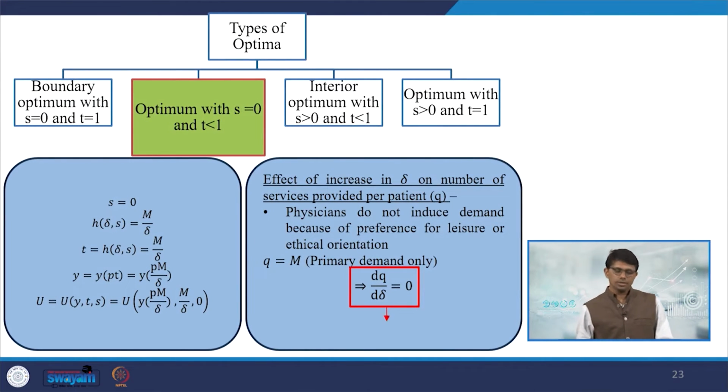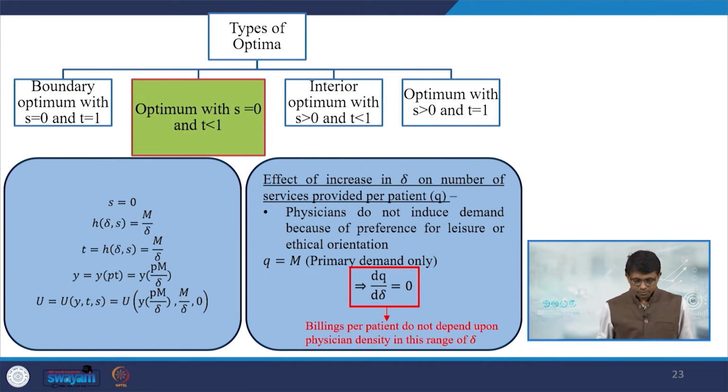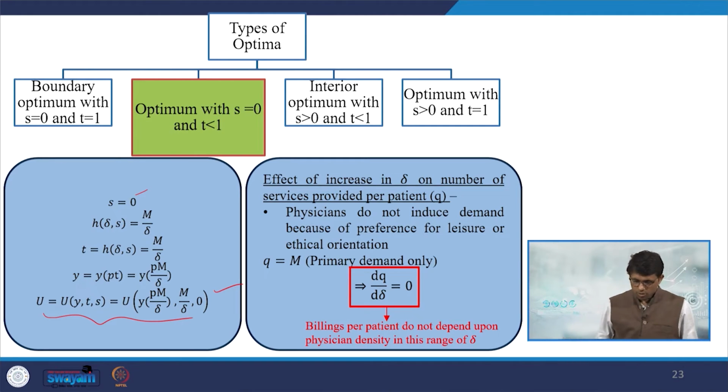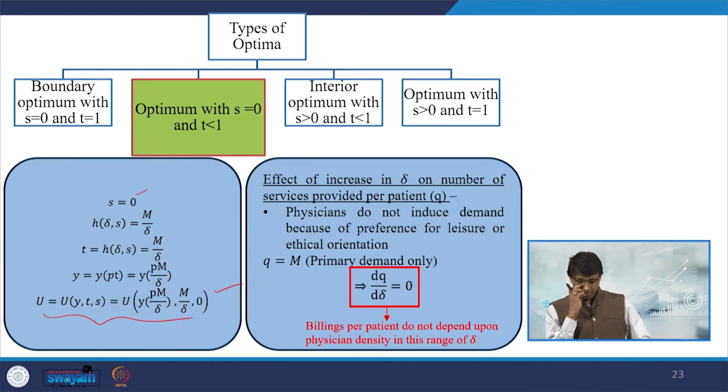The second, third and fourth conditions come out of the Kuhn-Tucker conditions. We will find a number of things. We start with s equal to 0, hence in the utility function, you will see this. This is 0, and the rest are as per our discussion in the previous one. Basically we want to say here that the effect of an increase in delta, that is the doctors' induced demand for health, on the number of services provided per patient.